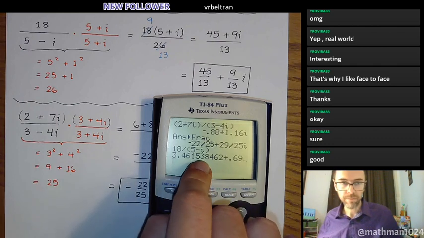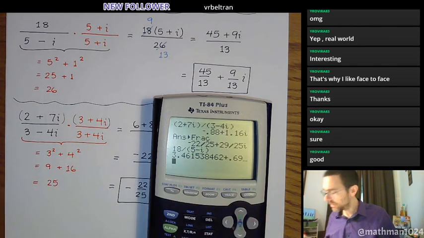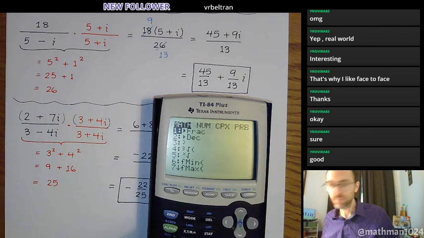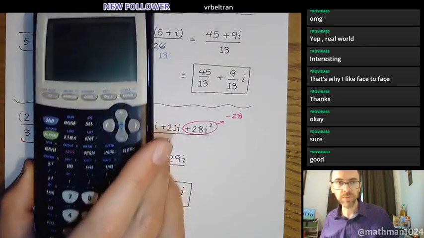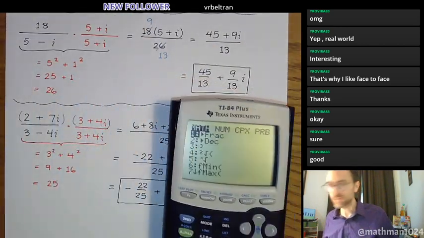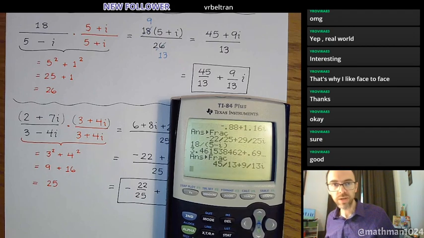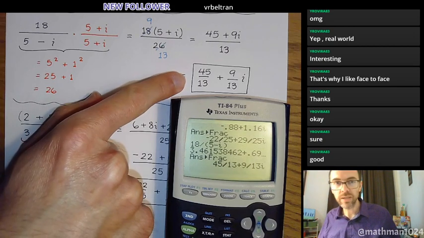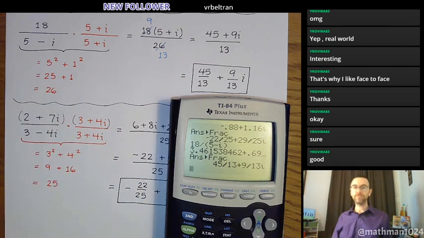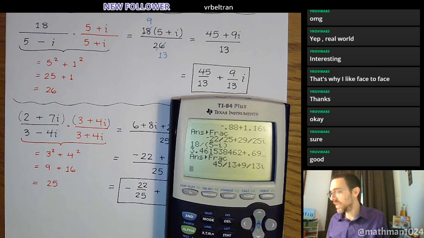Crazy decimals, right? But remember what we said. You can press math, and gotta find the right spot for this. Press math, convert that to a fraction, and we get 45 over 13 plus 9 over 13i. Okay, so there we go. We've used the calculator to verify that our answers are correct.